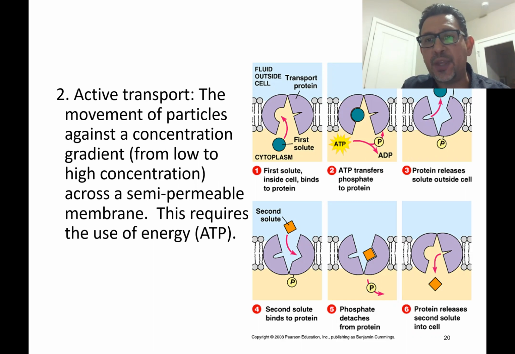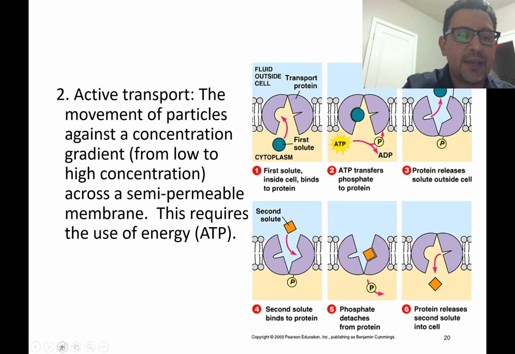Now I'm moving on to the next two categories of membrane transport, which are going to be active transport and bulk transport. Bulk meaning moving materials in large amounts. But first, active transport. In active transport, we're going to see two characteristics that are the opposite of passive. In active transport, particles are going to be moving against a concentration gradient.